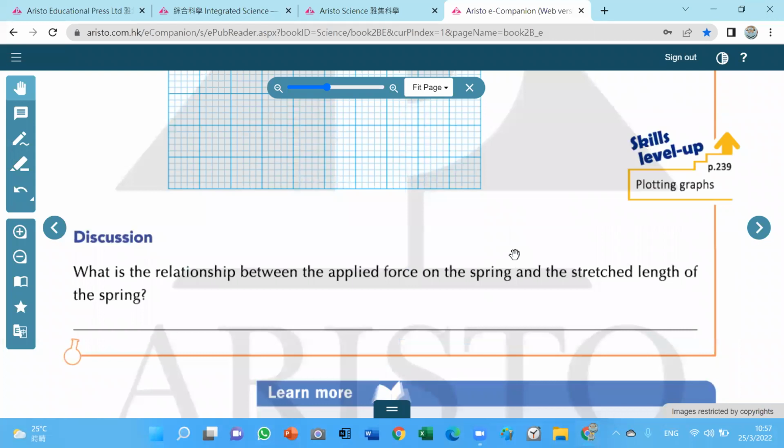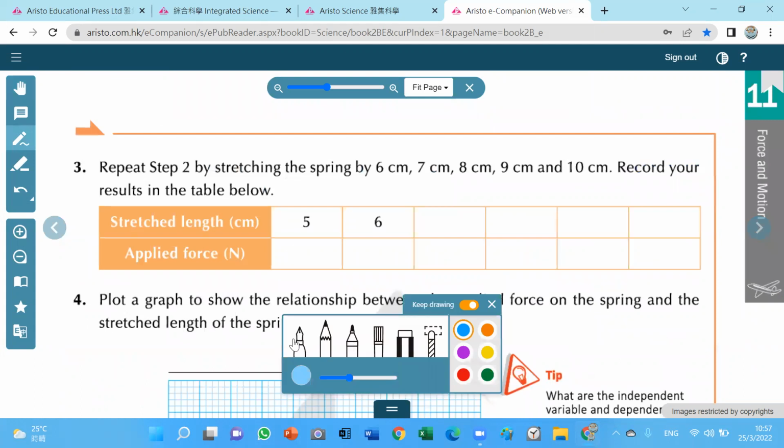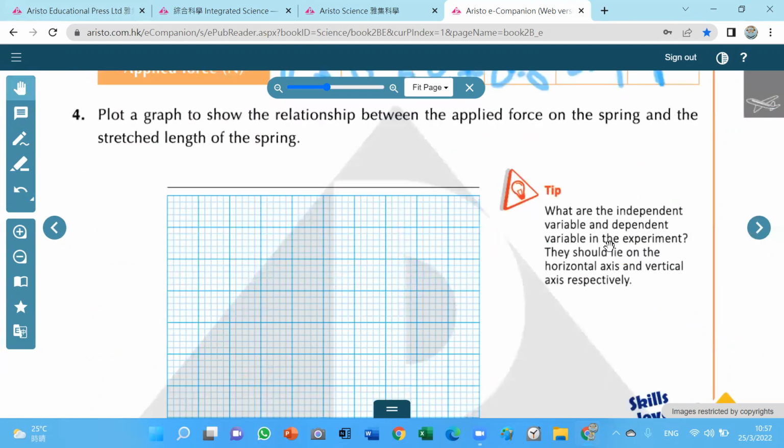So what is the relationship between the applied force of the spring and the stretch length of the spring? You can see that when the stretch length is 5 centimeters, the applied force is 0.5. When the spring length is 6, the applied force is 0.6. 7 is 0.7. 8 is 0.8. 9 is 0.9. 10 is 1. Okay, so you don't need to plot the graph.